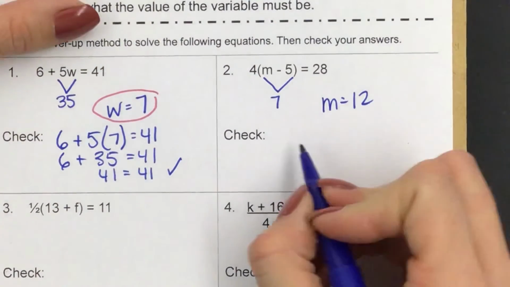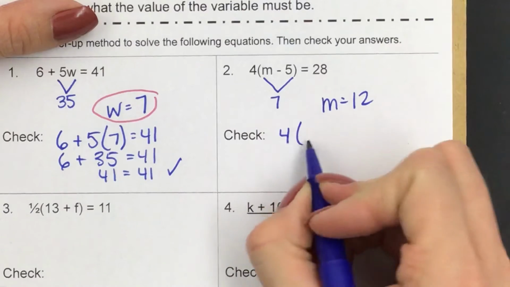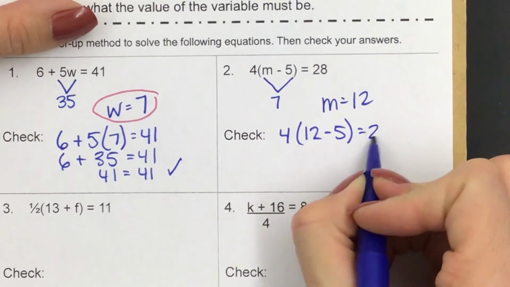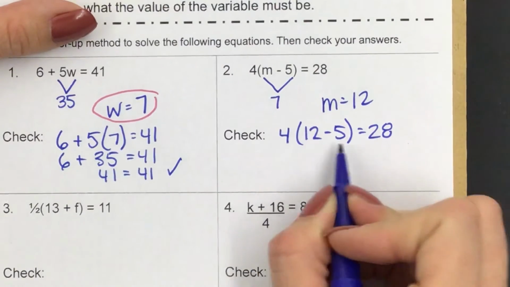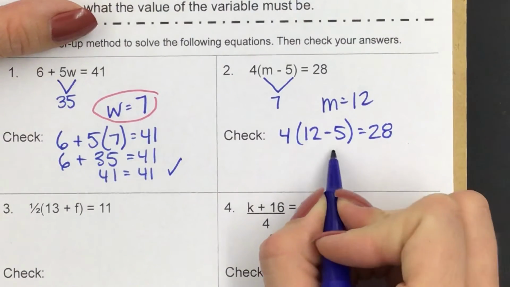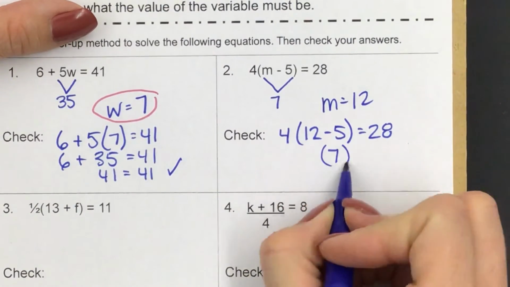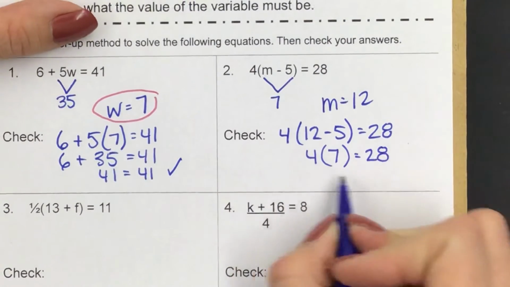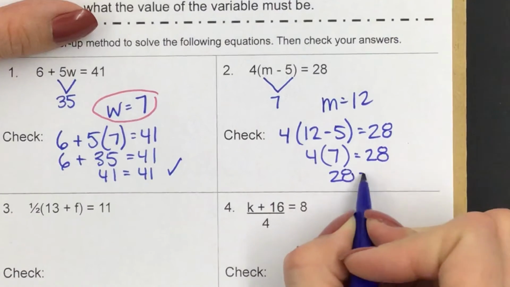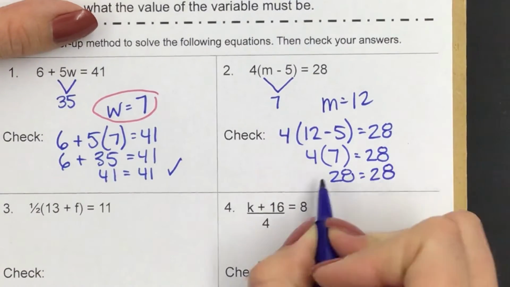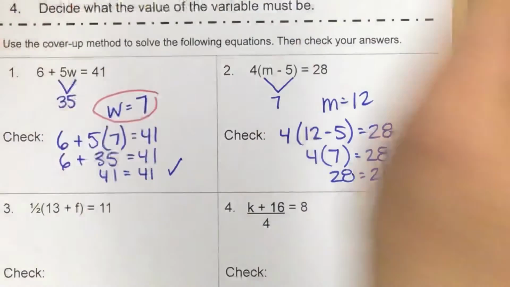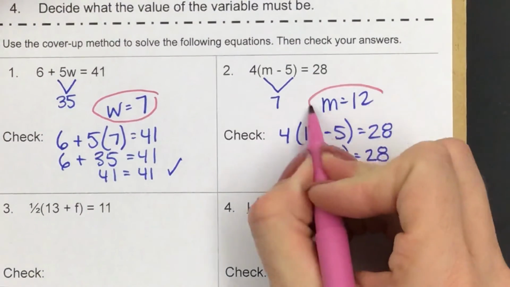Now let's check it. Let's put it into our equation. We always simplify our grouping first, and then we multiply. When they're both the same like this, we know that the answer is correct. So that means that M is equal to 12.